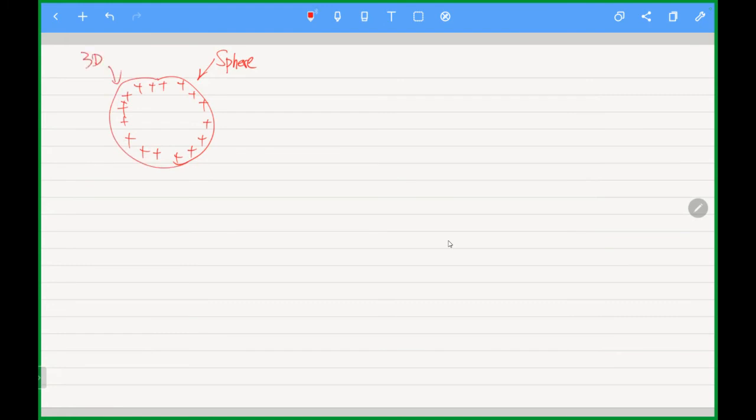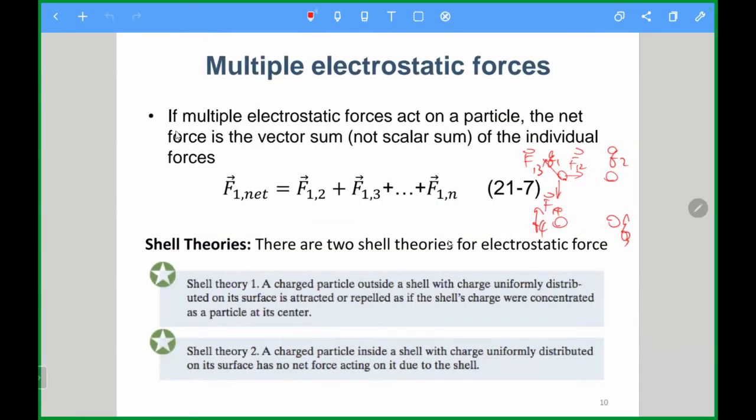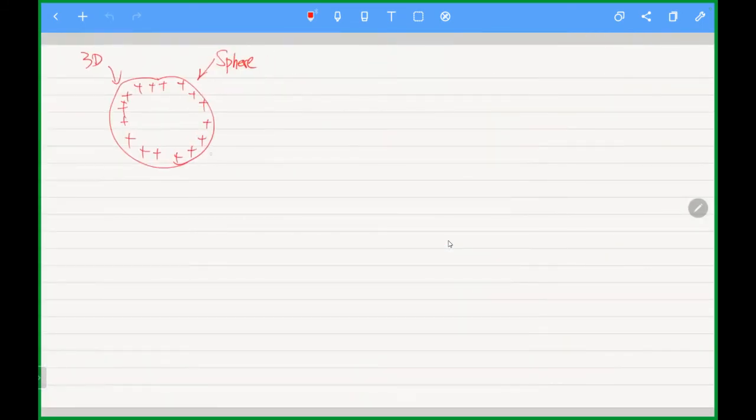So it is the whole sphere, and if we assume this is a perfect sphere, and the charge is distributed evenly or uniformly. Uniformly distributed means evenly distributed on the surface, and it attracts or repels as if its charge were concentrated as a particle at its center, which means that the total charge, we call it Q.